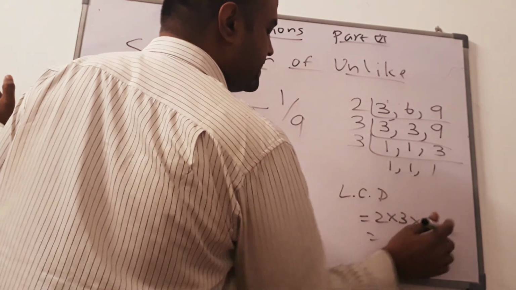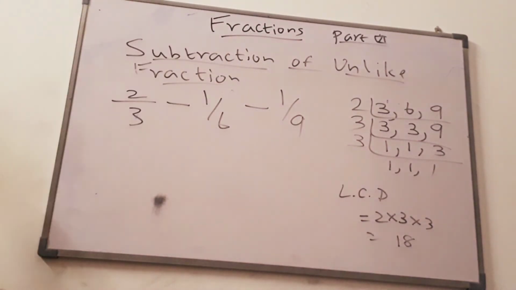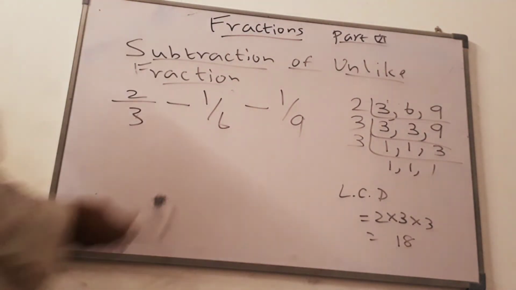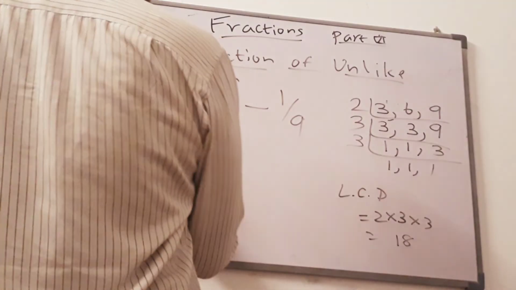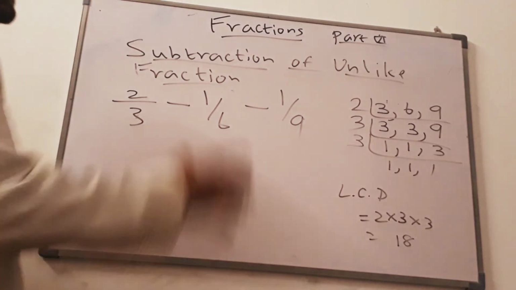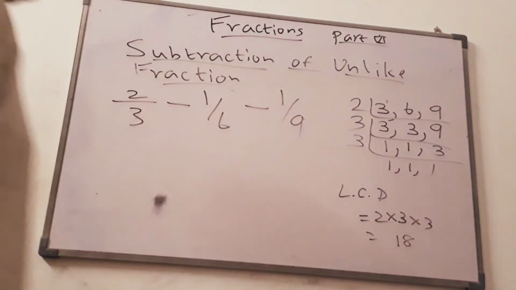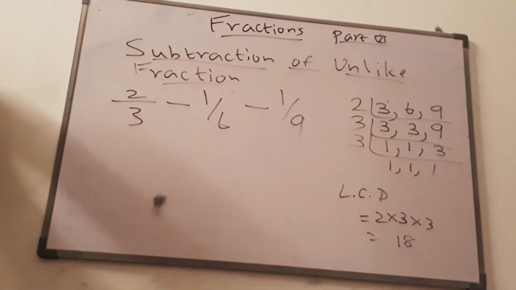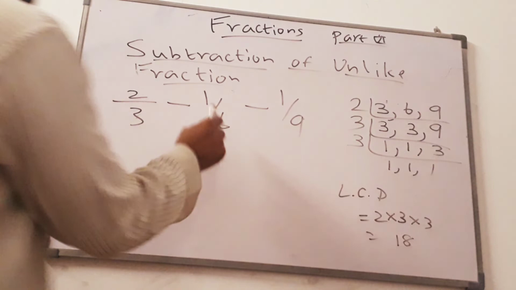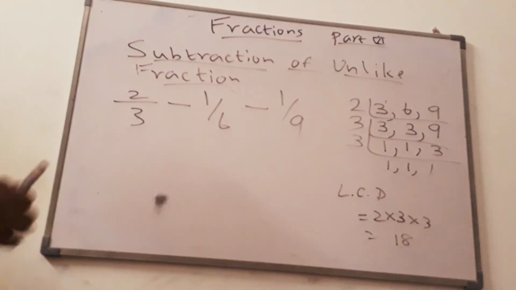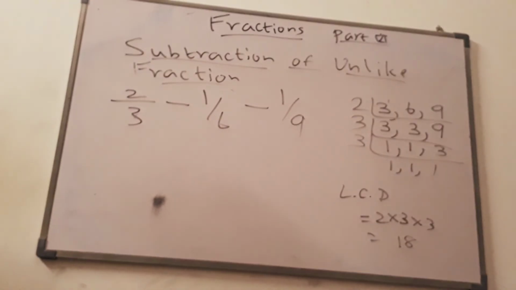2 times 3 is 6, 6 times 3 is 18. Again, unlike in previous examples, here there are 3 different denominators. That is why we have to use the least common denominator method. Other thing is even though 6 and 9 are multiples of 3, 9 is not a multiple of 6. So we have to go to the division method straight away to find the least common denominator.